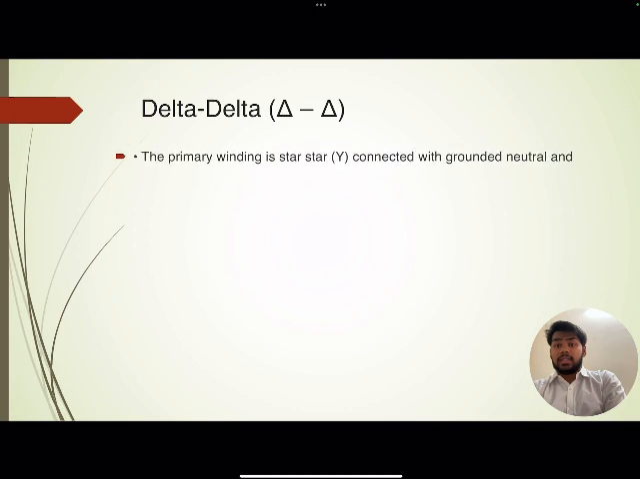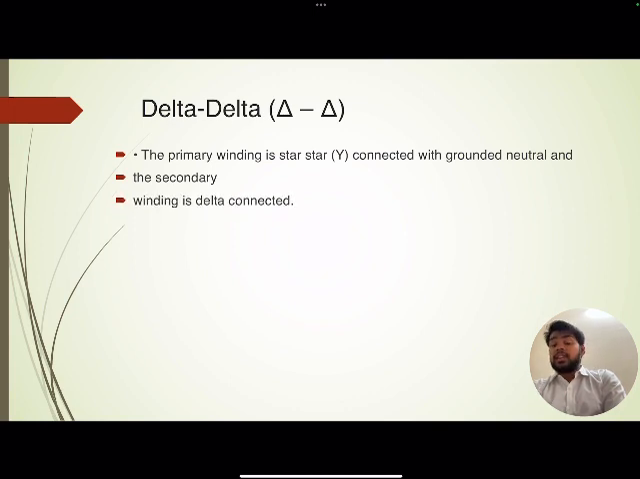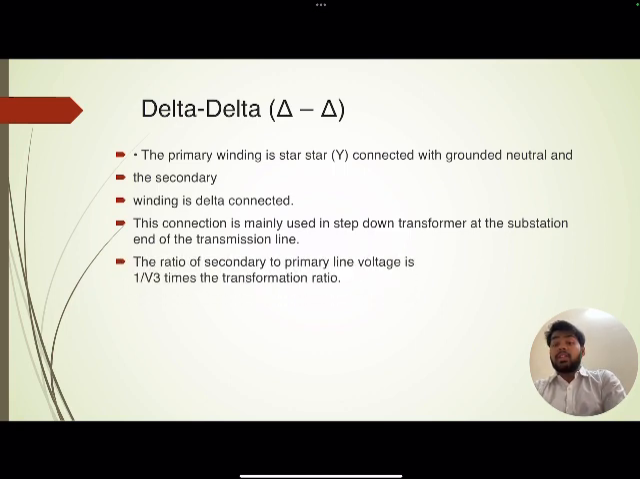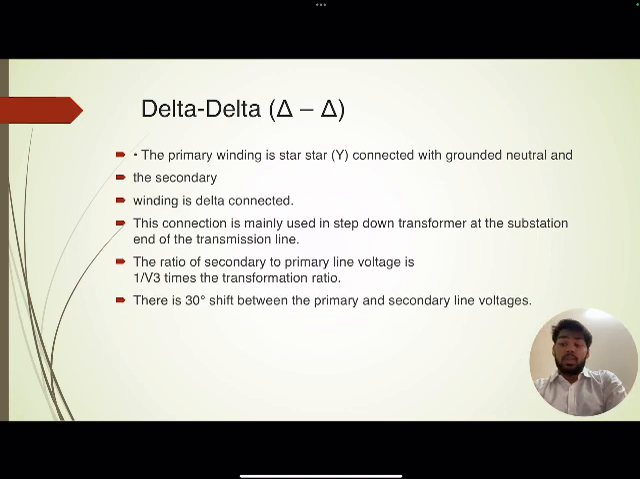Delta to delta. The primary winding is a star connection with a grounded neutral. The secondary winding is delta connected. The connection is mainly used in step-down transformers at the substation end of the transmission line. The ratio of the secondary to primary line voltage is 1 by root 3 times the transformation ratio. There is a 30-degree shift between the primary and secondary line voltages.